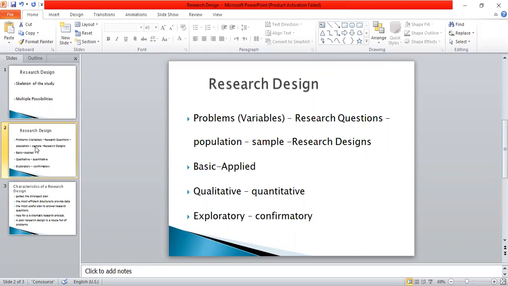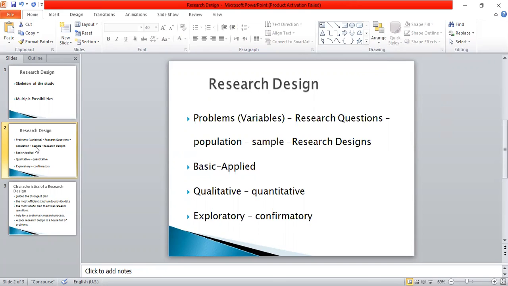Confirmatory means that you make a hypothesis and you are searching for something, for example, that the students are having difficulty in speaking English because they are not exposed to the environment in which English is used. If this is the hypothesis, then this research will be a confirmatory one because we have made a hypothesis. If a hypothesis is not made, that kind of research is called exploratory research.